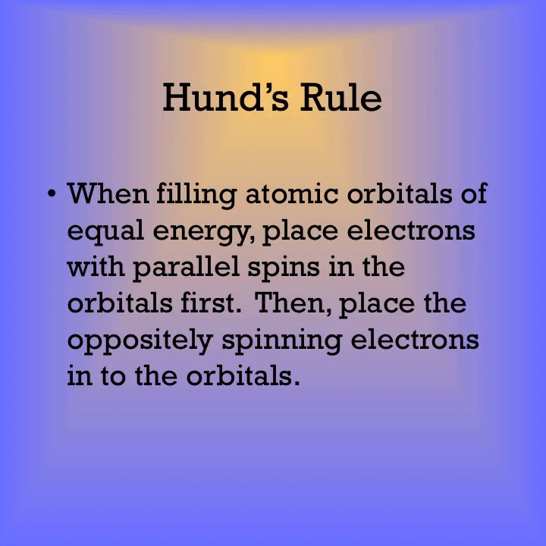And the third rule here is Hund's rule. It's one that's really bizarre until we get into this abstract work. It tells us that when filling atomic orbitals of equal energy, and again, that specifies equal energy orbitals, we will place electrons with parallel spins in the orbitals first, and then we will place oppositely spinning electrons in the orbitals.